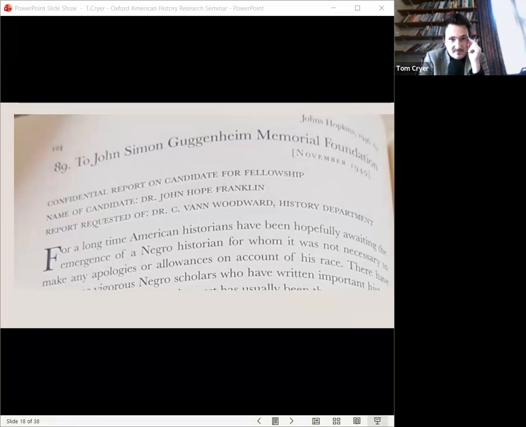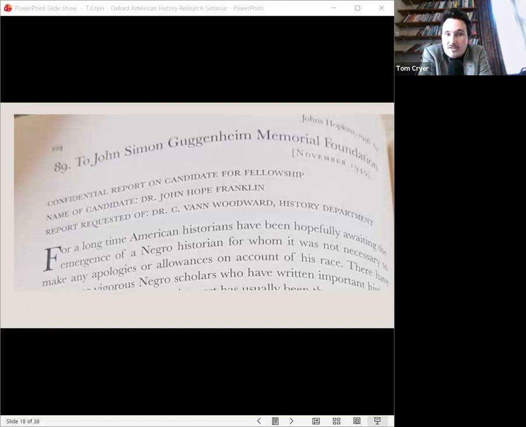A stunning example of these logics, and perhaps their enduring perturbance, is a letter from the famed historian C. Van Woodward, recommending Franklin for a Guggenheim Fellowship shortly after this paper at the SHA. Woodward cordially recalled that Franklin's paper at the SHA was in a first-rate style and was cordially accepted, in large part due to Franklin's good judgment. This anecdote about Franklin's personal demeanour, his judgment, was critical to Woodward's broader claim that, quote, "for a long time American historians have been hopefully awaiting the emergence of a Negro historian for whom it was not necessary to make any apologies or allowances on account of his race."